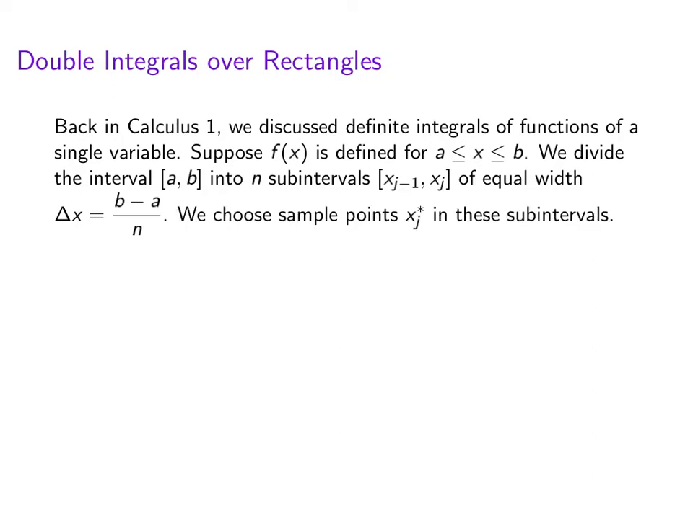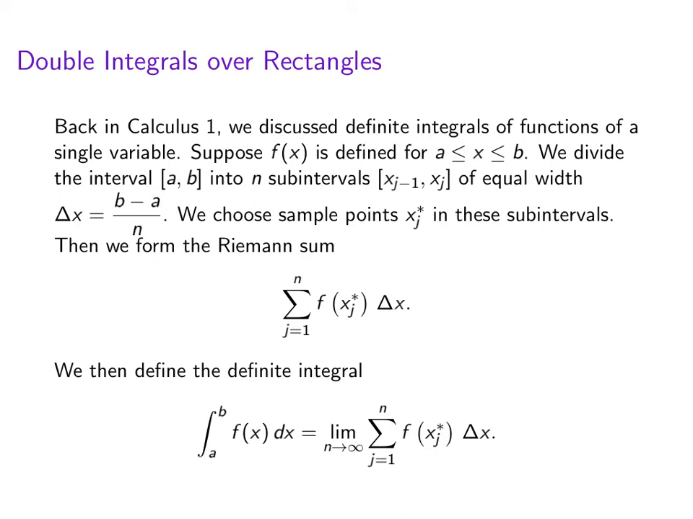Then we choose sample points in each subinterval. It doesn't matter how we choose those sample points. Then we form this Riemann sum, and then we define the definite integral to be the limit of those Riemann sums. This is, of course, assuming that the limit exists.